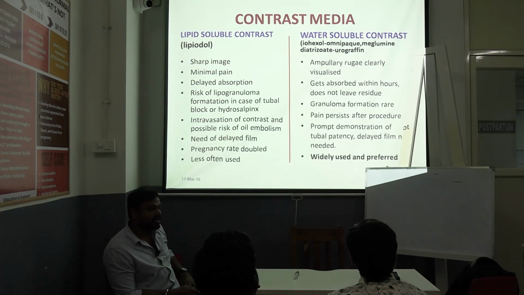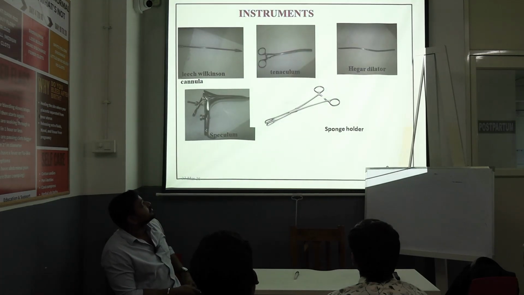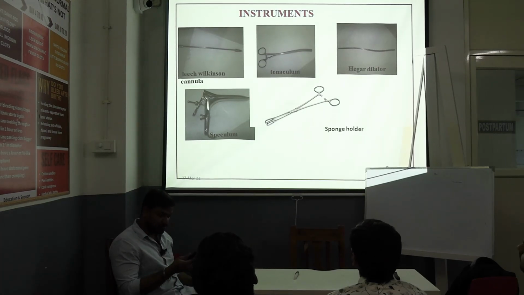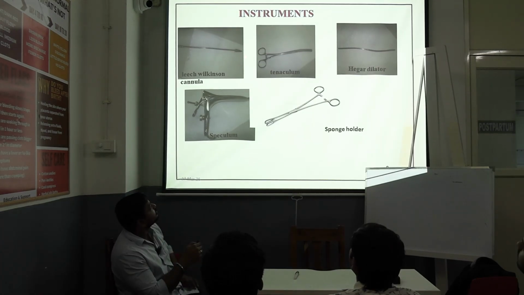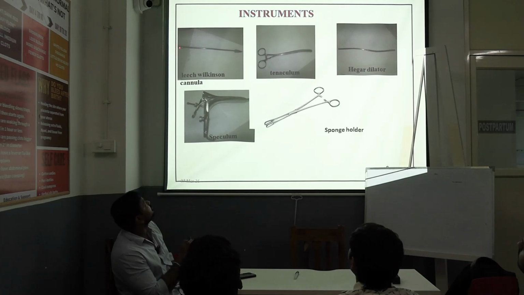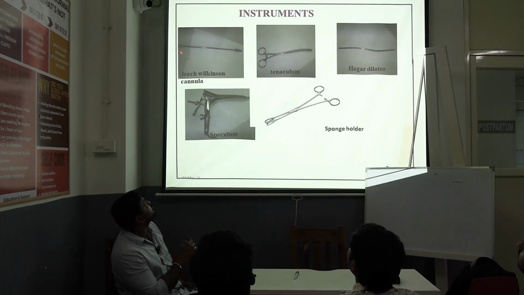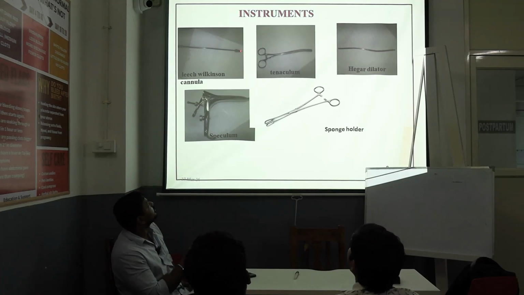See, these are all the instruments that we use. That is the Leach Wilkinson cannula, it has a pointer, this will go inside the cervix. At this end we will attach the 10 ml syringe, and from this end we will push the dye. It will go here and fill the uterine cavity, okay.